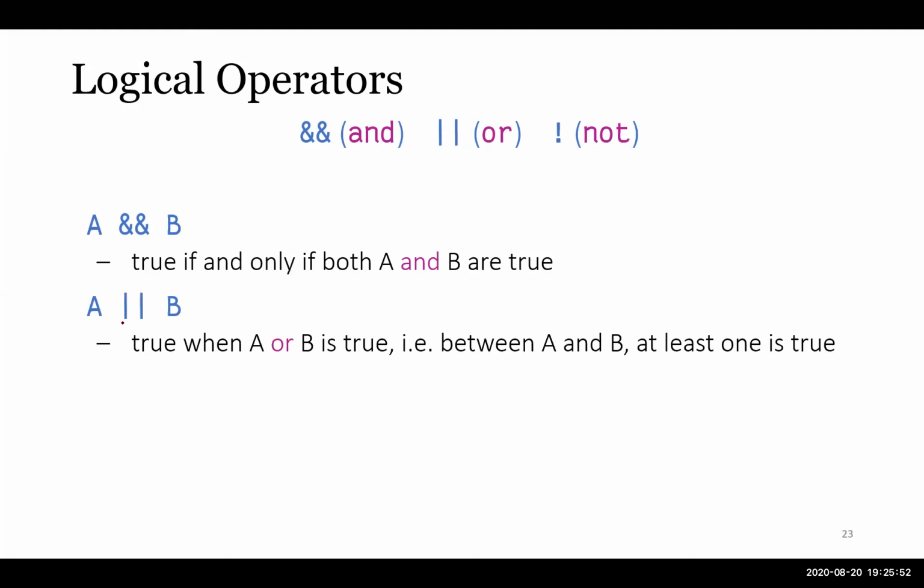All right, this double line is or, so A or B is true. Basically, as long as at least one of A and B is true, it will be true. Exclamation mark A is not A. So if A is true, it becomes false, and false becomes true.